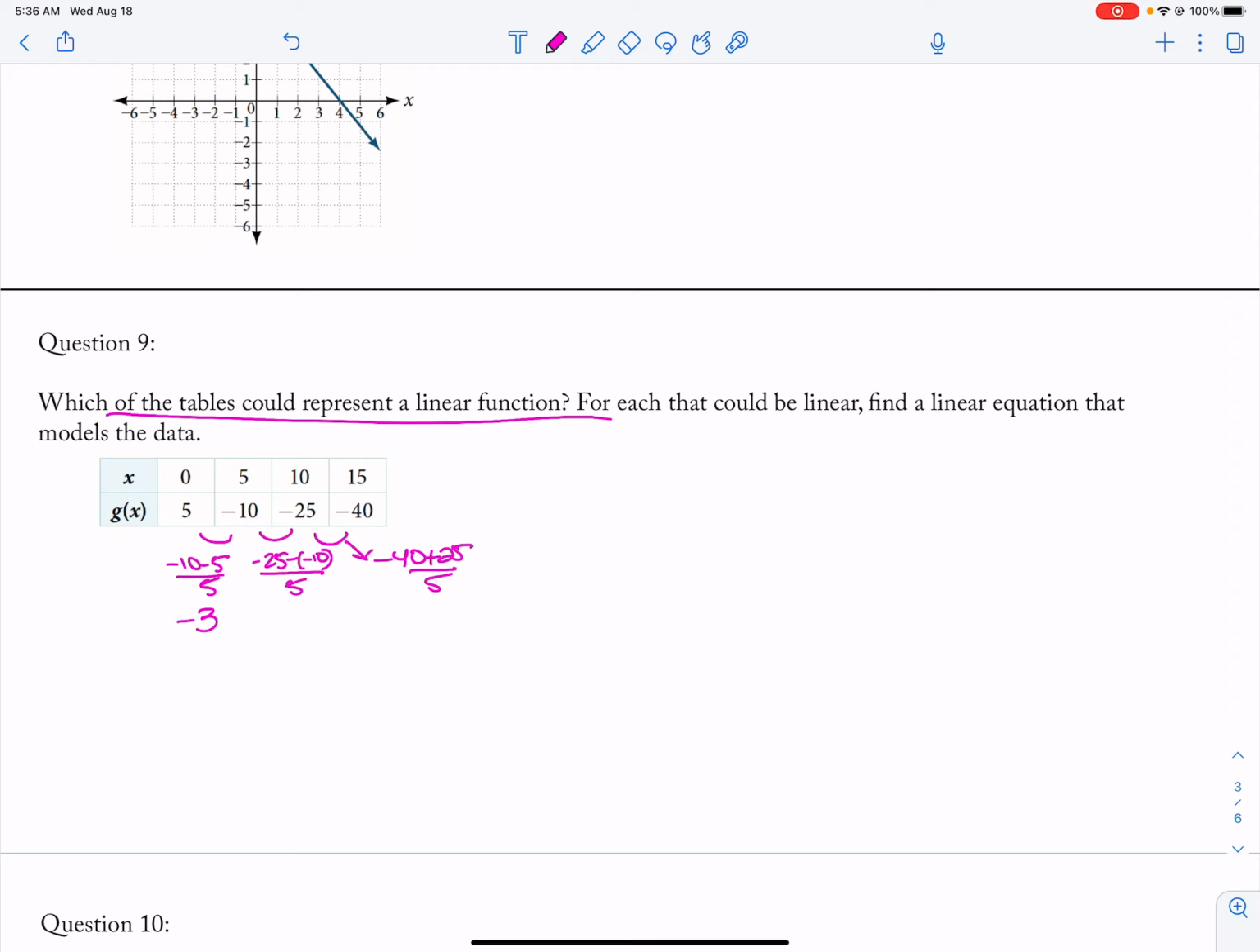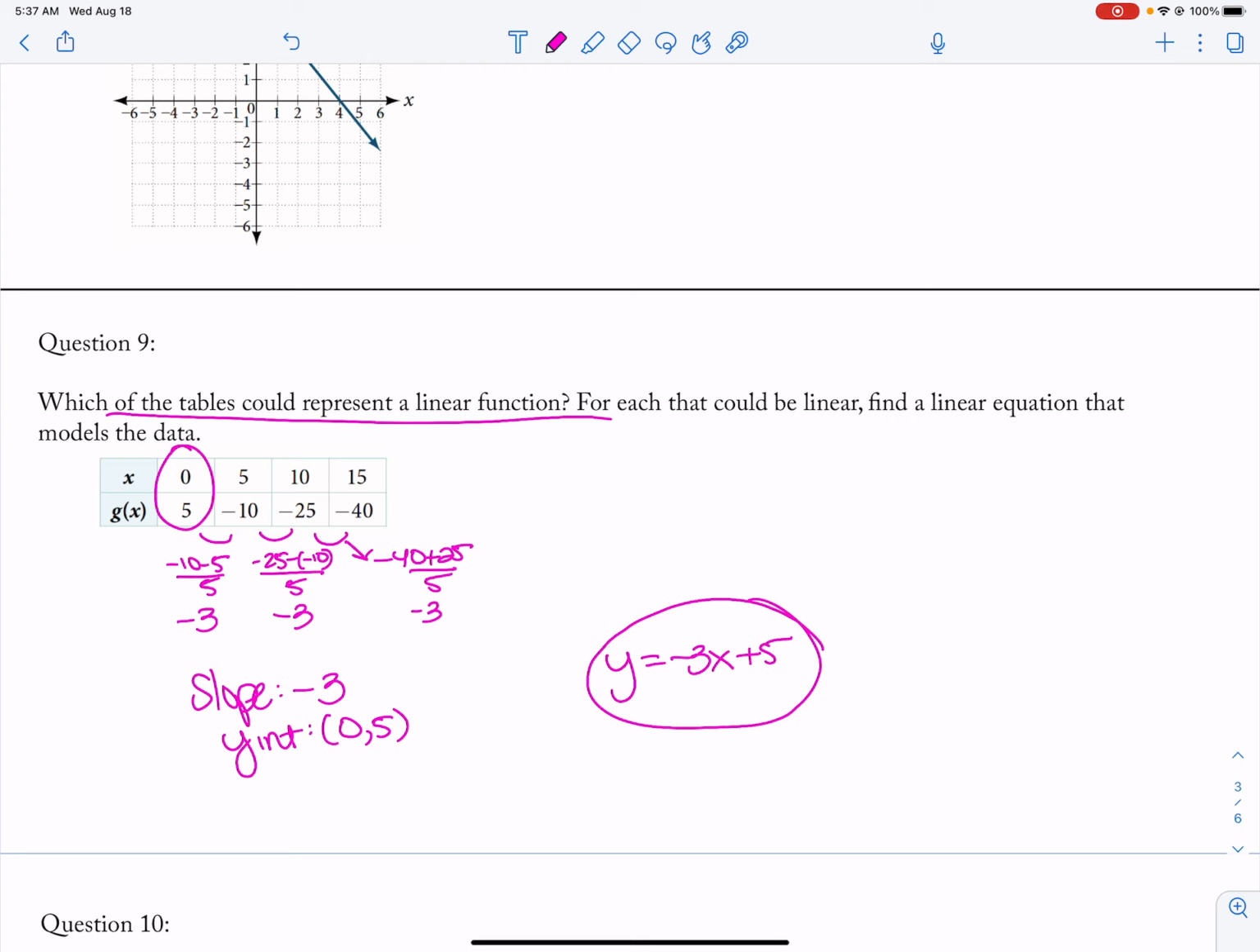I reduce the others and get negative 3, and also negative 3. Because the differences are all the same, I do have a constant slope. That is my slope, negative 3. And then I was given in my table of values my y-intercept, which is (0, 5). So I can write this in slope-intercept form: negative 3x plus 5. If you didn't want to do it in slope-intercept form, you could pick whatever coordinate point you wanted and do point-slope form. Okay.